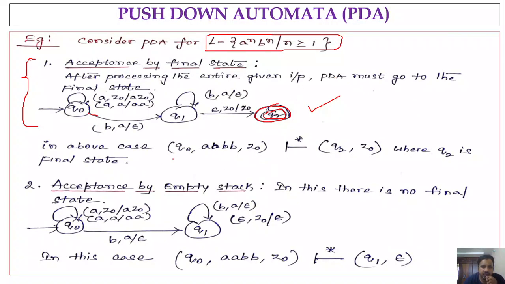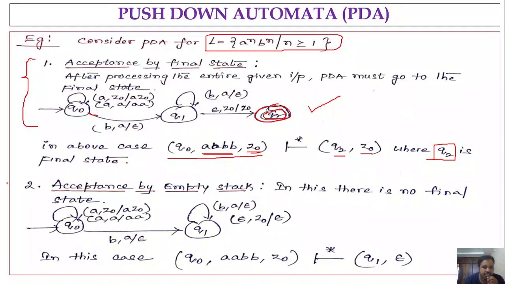Okay. So if you observe here, if you consider the ID Q naught comma AABB comma Z naught, we are going to get Q2 comma Z naught. What is Q2? Q2 is a final state. What it means? That means on processing the string two A's followed by two B's from Q naught with stack content Z naught, we are going to get state Q2 with stack content Z naught. Since Q2 belongs to the final state, the string AABB is said to be accepted, right? So this is nothing but acceptance by final state, right?